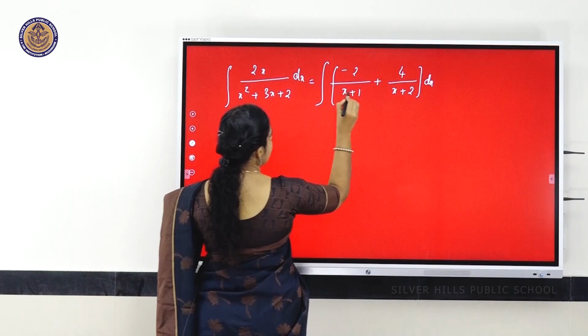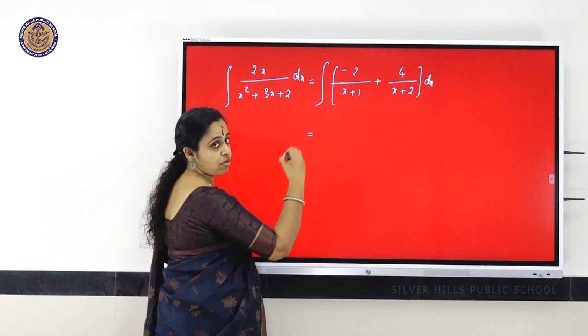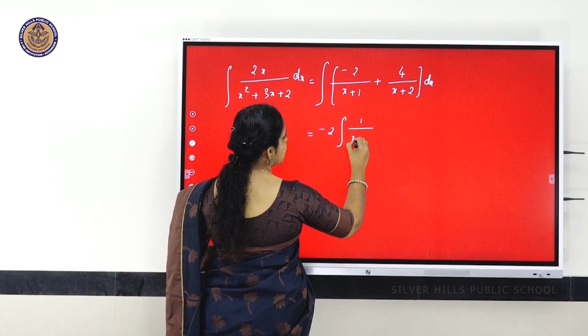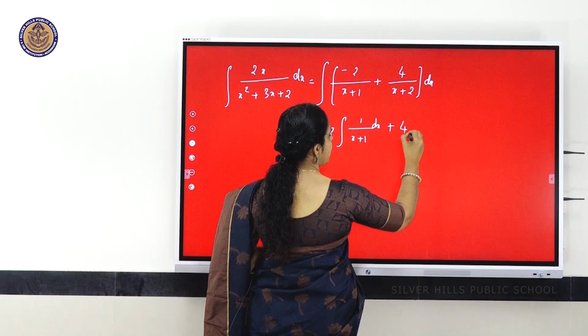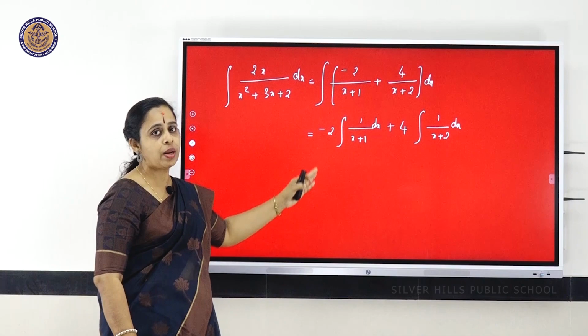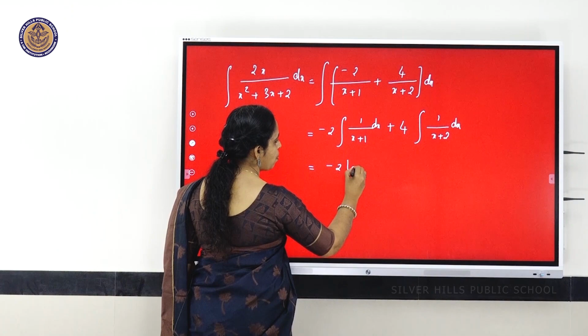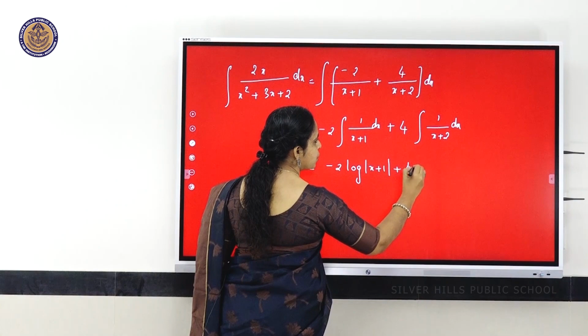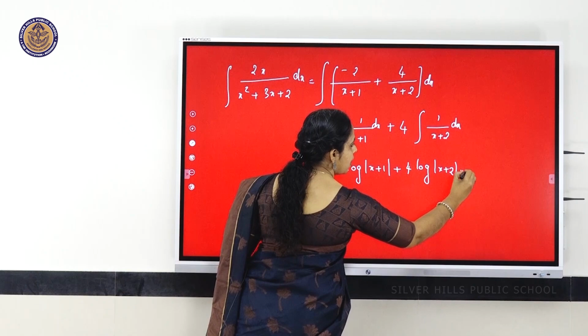Now we will split this into two integrals, taking the constant outside: minus 2 integral 1 by (x plus 1) dx. Again 4 is constant, 4 into integral 1 by (x plus 2) dx. So, as previously I said, integral 1 by x is log x. So here comes minus 2 logarithm of mod (x plus 1) plus 4 into logarithm of mod (x plus 2) plus the constant c. The final answer.